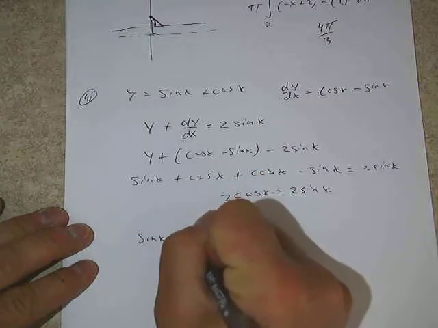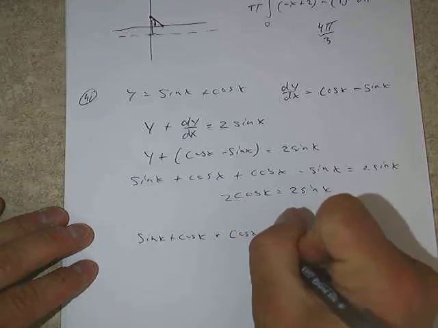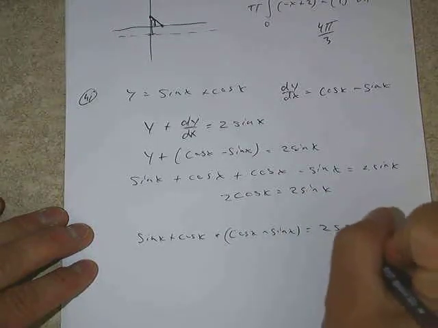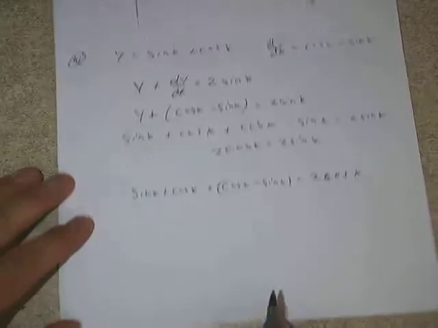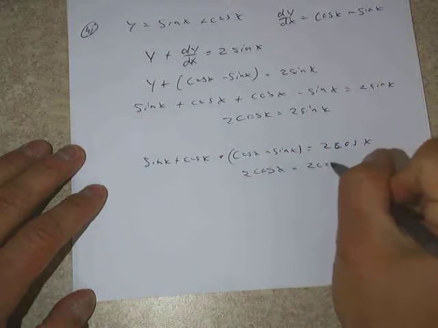We would see that we'd have 2 cosine x equals 2 sine x, and that is what? That's not true. So therefore it appears that choice 1 there should be out. Okay, so let's try number 2.